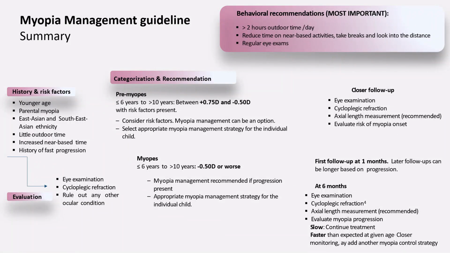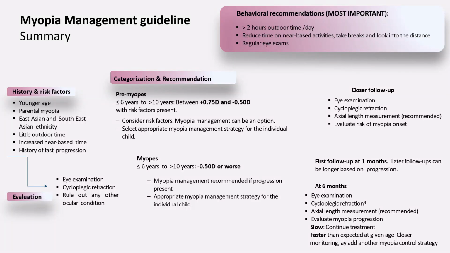Evaluation, categorization, whether the patient is a pre-myope or a myope, and whether he is a progressor or not. And you have to suggest behavioral recommendations in the first visit itself. Once the patient presents to you and is a myope, you have to give them behavioral recommendations right at the first meeting. That is the meeting at which you have to tell them that this particular child may progress, regardless of whether he progresses or not. And if he doesn't progress, it is very important to tell them that it was probably due to the behavioral recommendations that the kid is following.